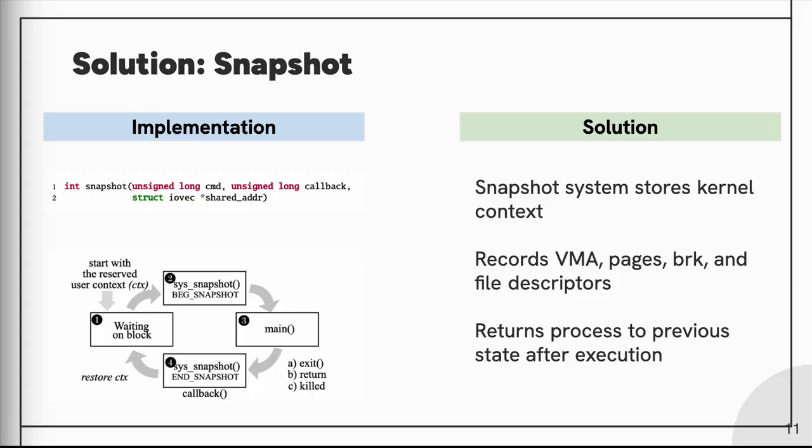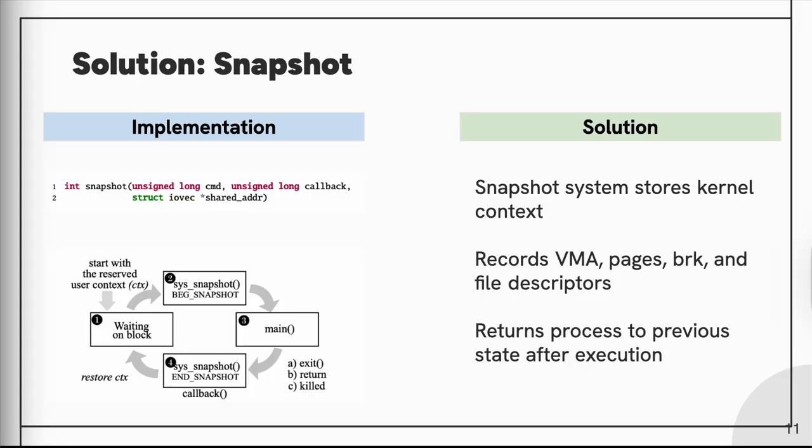To make this process more efficient, the authors of this paper created the snapshot system call in the Linux kernel. This call works by the target process sharing the user space execution context, or all the current registers and signal masks. The first step is that the system goes into the waiting on block loop and waits for new fuzzing requests, as shown in step number 1. When a request occurs, a call to snapshot is made to reserve kernel context and register the callback function, as shown in step number 2. In step number 3, the actual instance of the fuzzer is run with the main function until it is exited, returned, or killed.